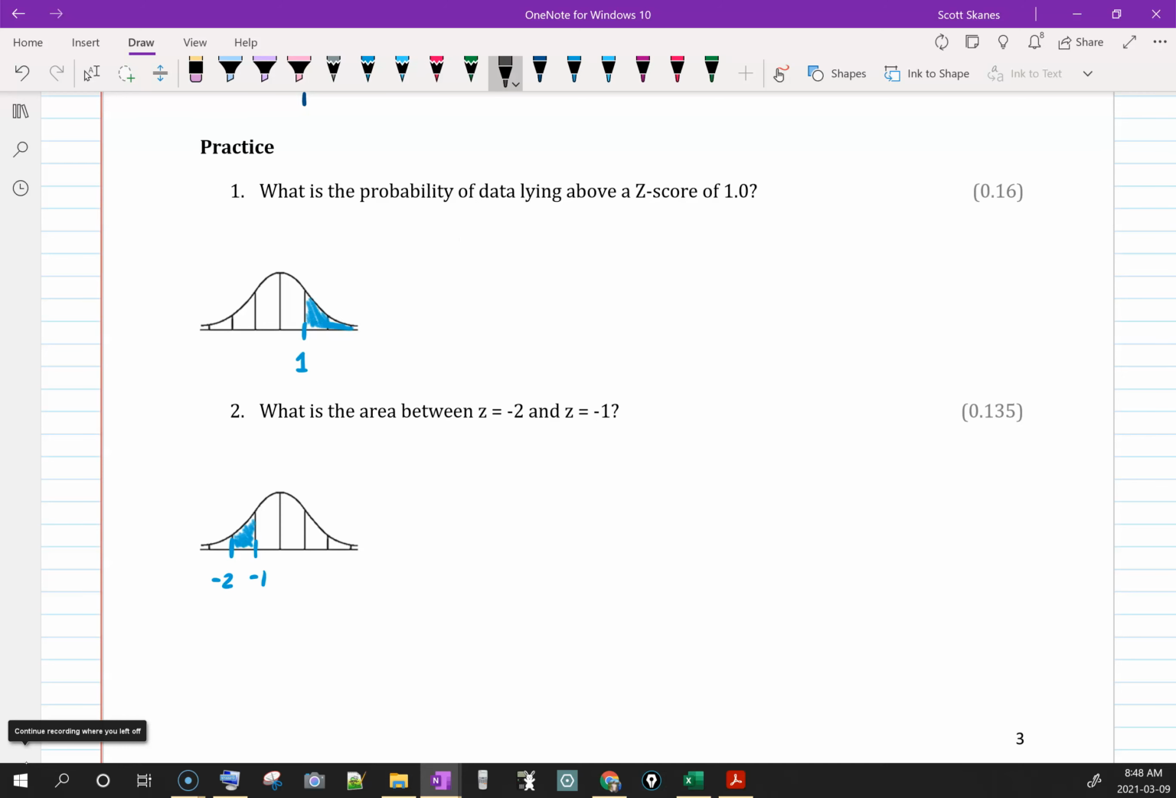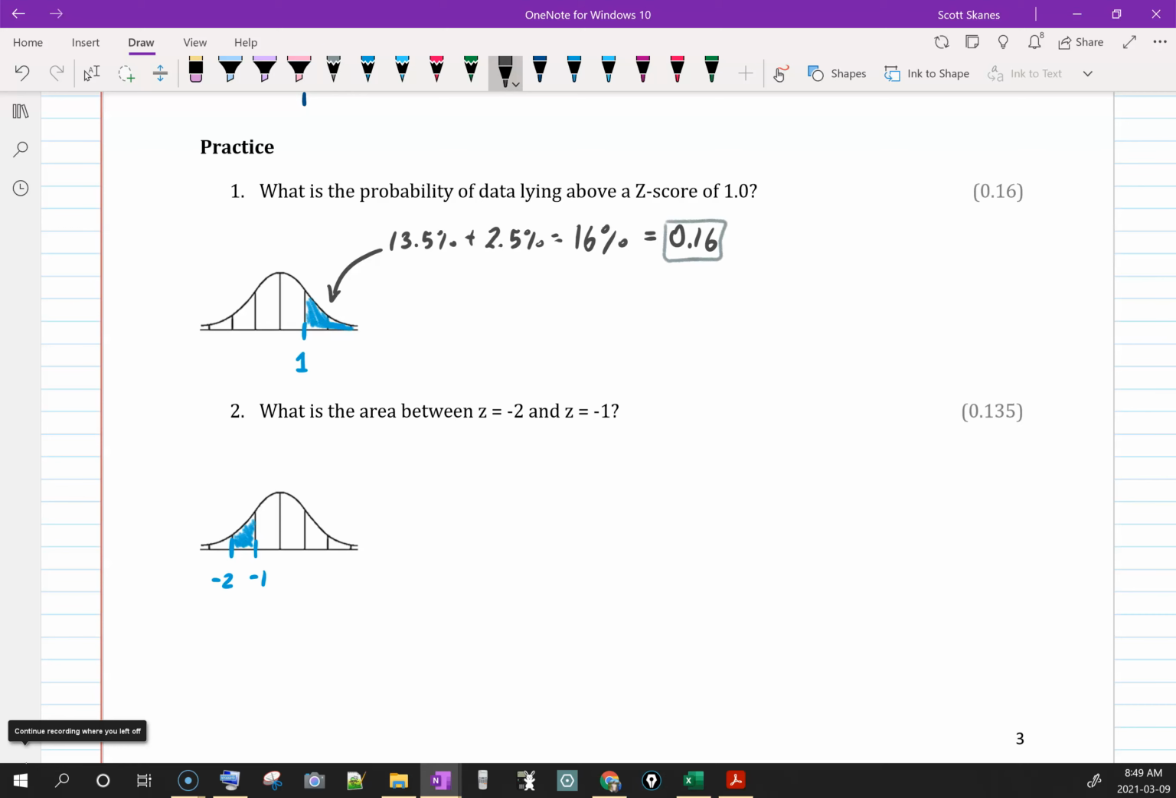We know that this region here, hopefully you remember this region here is 13.5% plus 2.5%. So the total amount of data in that area is 16%. That's one way to get it, 0.16. It's from our empirical rule.